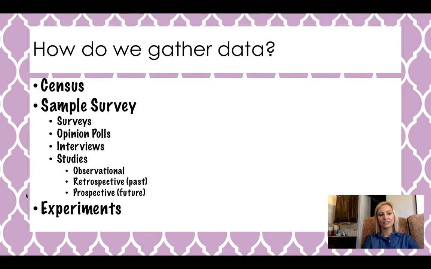So how do we gather data? Well, we have several different options. We can take a census. We can do what is known as a sample survey. This incorporates either surveys, opinion polls, which you might see a lot on the internet today, or even call-in voting shows. That may be something that you've seen, where somebody asks you to vote for your favorite performer on a television show. You might be interviewed, or there might be what we call an observational, retrospective, or prospective study.